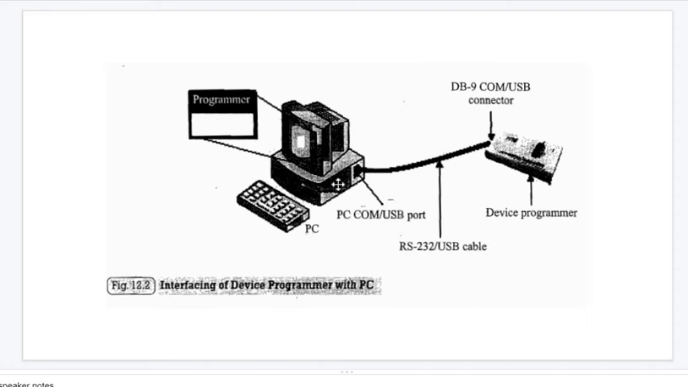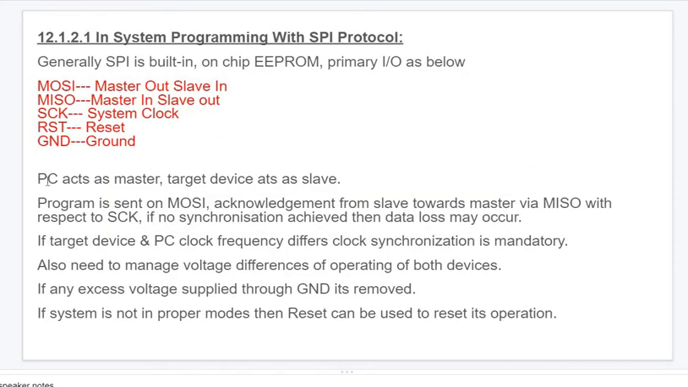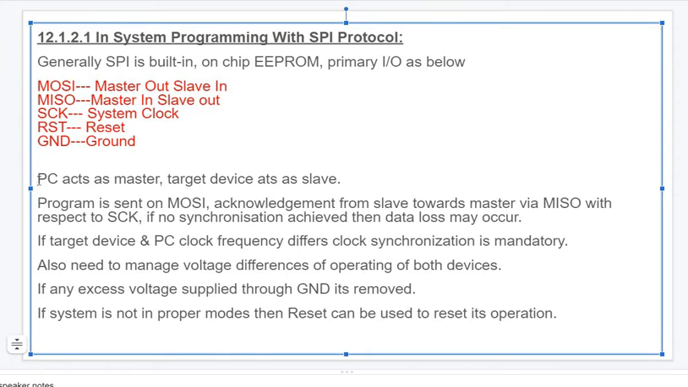Always remember, if the master is sending out, it is data. If the slave is sending out, it is acknowledgement. Here I have mentioned, the personal computer acts as a master, and the target device acts as a slave. If I send a program, it is always from the master, hence the master acts as output. I am sending it towards the target device, which I am calling the slave. Hence the slave is collecting it. That's called slave input.